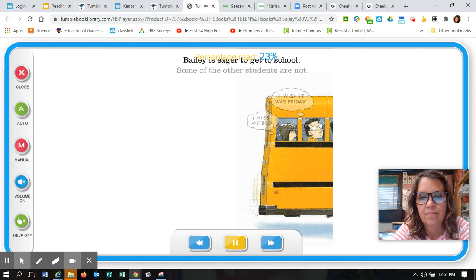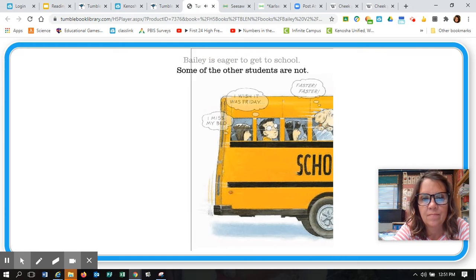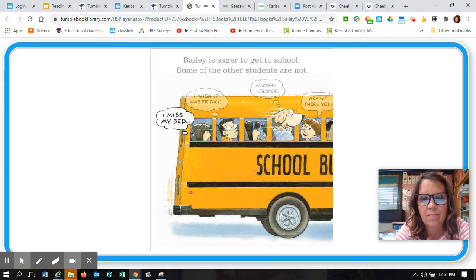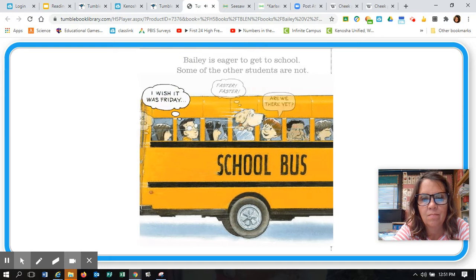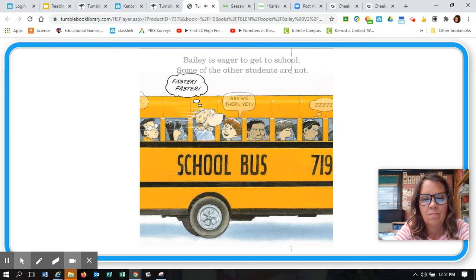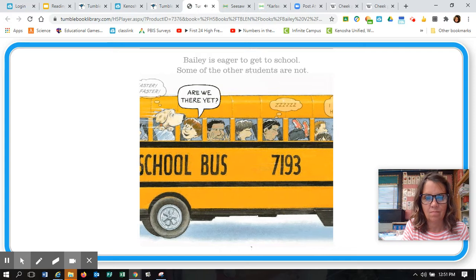Bailey is eager to get to school. Some of the other students are not. I miss my bed. I wish it was Friday. Faster, faster. Are we there yet?